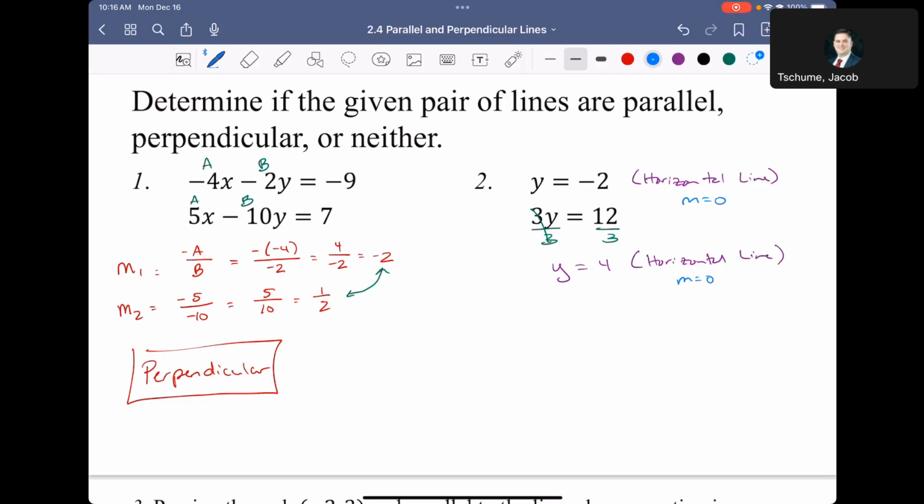So since both lines are horizontal and thus both lines have the exact same slope, then by definition, I know that both of these lines must be parallel to each other, because not only are they the same kind of line, horizontal, that means that they have the exact same slope.